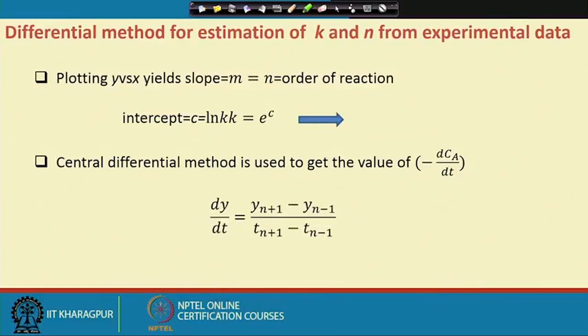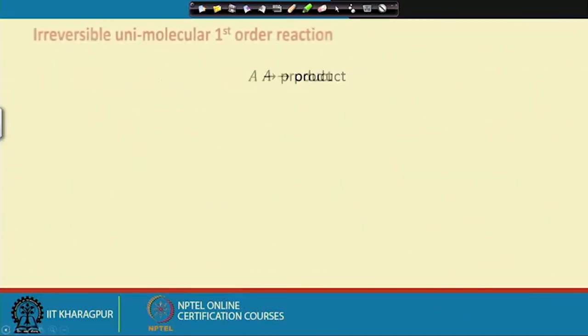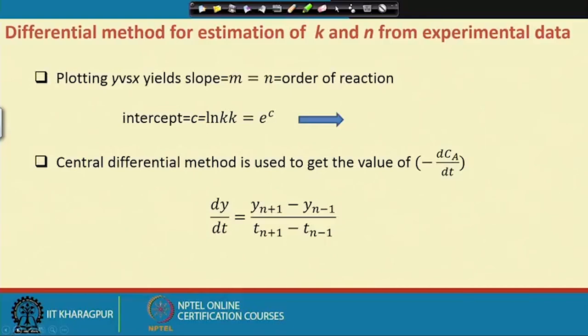This is what we explained in this. So here also you see that similarly we can find out the order of reaction n from the slope, and from the intercept we can find out the value of K. And the central differential method is another differential technique. Suppose we want to find out the substrate concentration, the rate of substrate degradation.